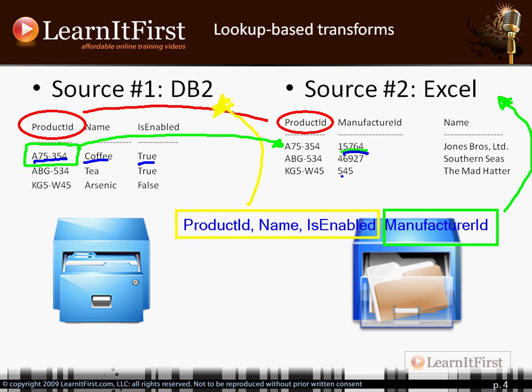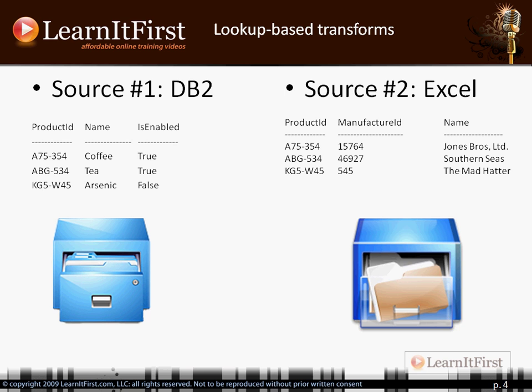But there's probably not a faster way to do this one, because I can't join from Excel to DB2. So the lookup transformation is ideal for a situation like this. So that's the idea of a lookup right there. You've got one set of data over here, so DB2, and you need to look up to find values that match that in another set.